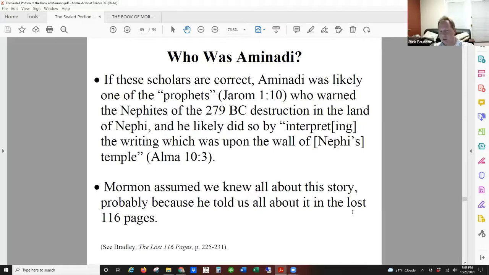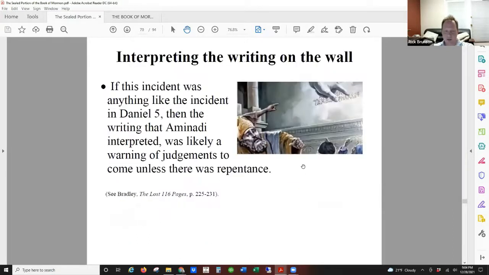So Aminadi was probably one of these prophets that Jerem referenced that warned the Nephites of this destruction, and he did so likely by interpreting the writing which was on the wall of Nephite's temple. So there's probably a warning of some sort, and Aminadi was the one that interpreted it for everyone. And Mormon just assumed we knew all about this story, probably because he told us all about it in the last 116 pages. I hope that's helpful in clearing that up.